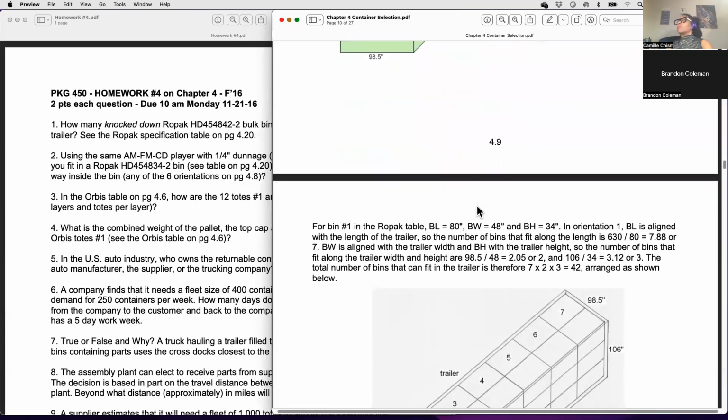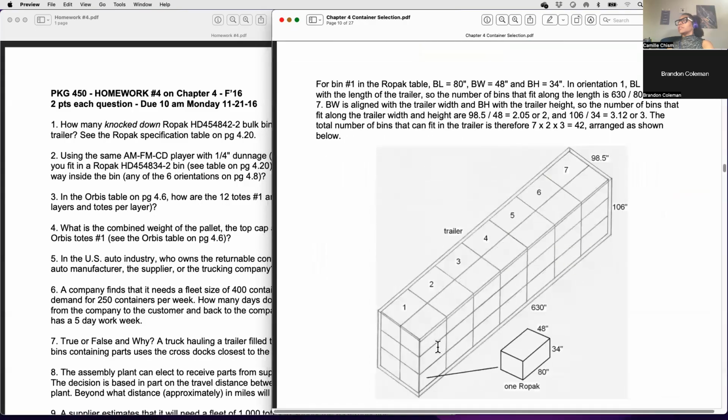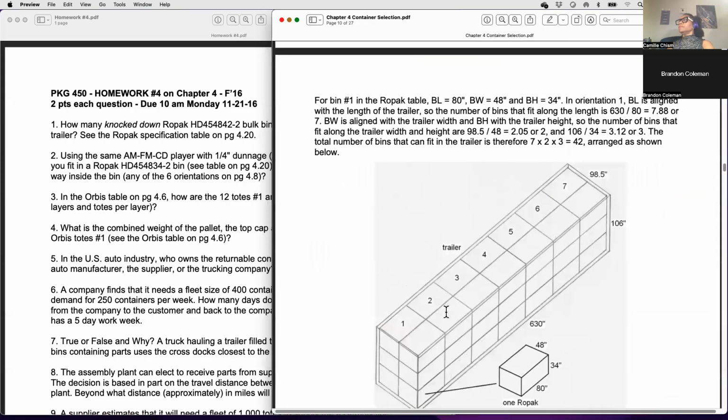So this one, you're lining it up this way and you can see the 7: 1, 2, 3, 4, 5, 6, 7. So this is how you get this, 630 inches divided by the 80 inches of the bin, to get 7.88. And you're going to have some extra room on the trailer after you put the 7 in here, but the 8th one will not fit. So that's how they come up with that.